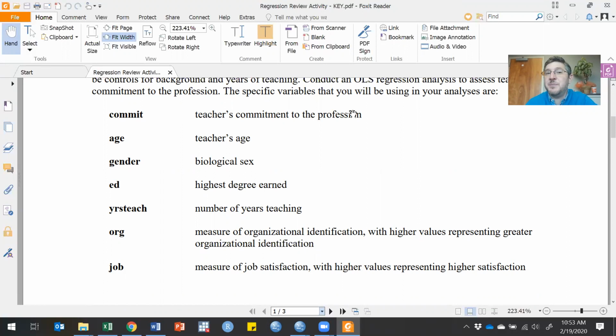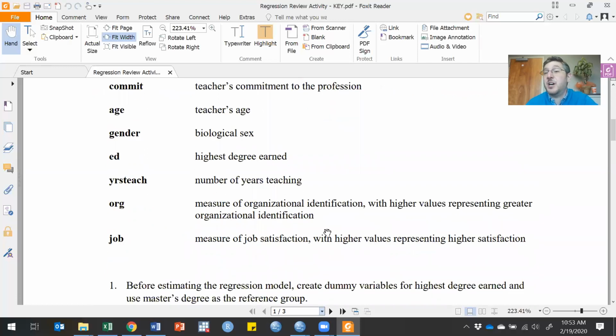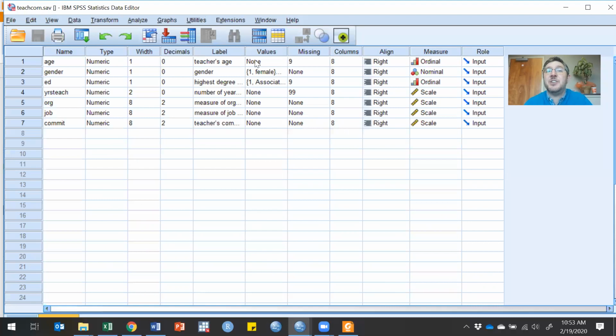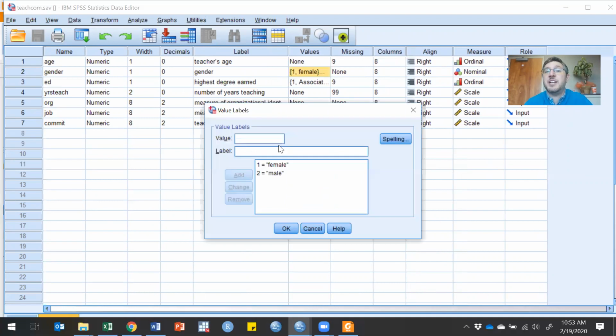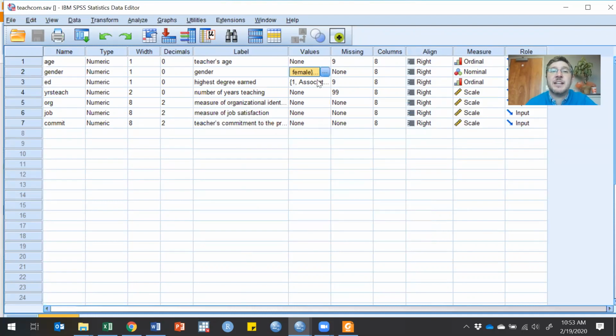So we have a measure of the teacher's commitment to the profession, the teacher's age, their biological sex, the highest degree they've earned, the number of years they've spent teaching, a measure of organizational identification, how well they identify with the organization, and a measure of job satisfaction. So if you open the data set, you can see the variables are labeled here. For gender, we have one labeled as female, two for male. So that's good to keep in mind.